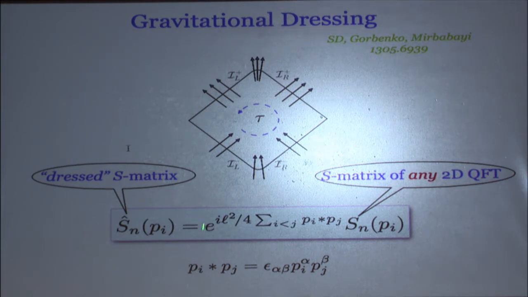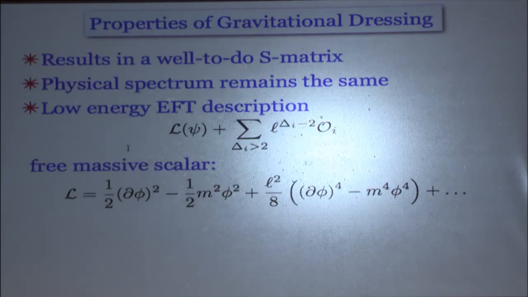And the observation back then was that this new dressed S matrix satisfies everything you want an S matrix to satisfy. So it looked like a consistent deformation of the initial theory by introducing this new UV scale. Now, these are a few properties of the dressing. First of all, as I said, it results in a well-behaved S matrix. The physical spectrum remains the same. All I did was change the values of the amplitudes, but the masses of particles remain the same.